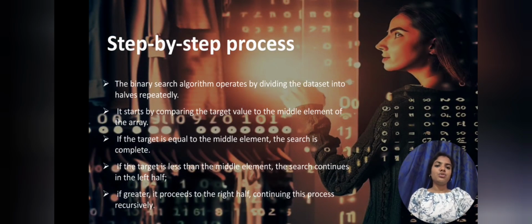Next, let us know binary search in depth. The first step: the binary search algorithm operates by dividing the dataset into halves repeatedly. It starts by comparing the target value to the middle element of the array. If the target is equal to the middle element, the search is complete. If the target is less than the middle element, the search continues in the left half. If greater, it proceeds to the right half, continuing this process recursively. This is the actual framework of binary search.